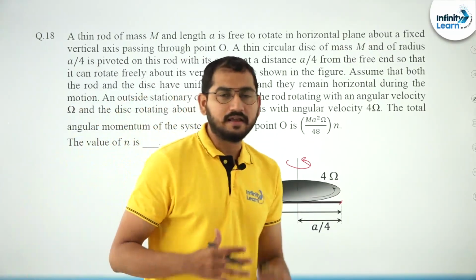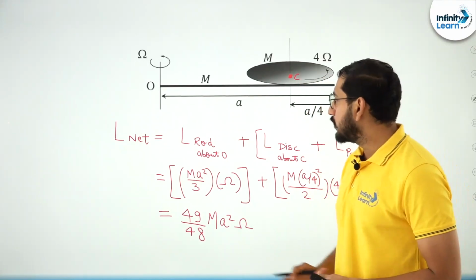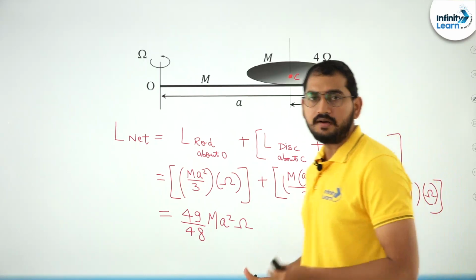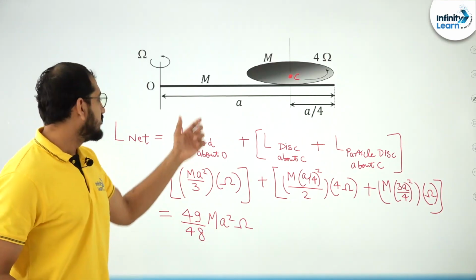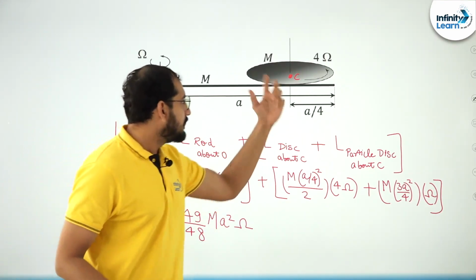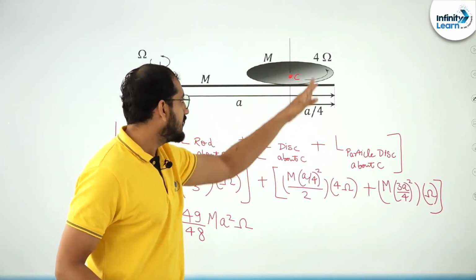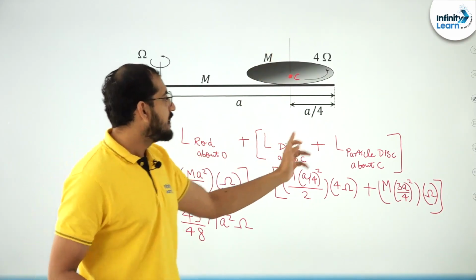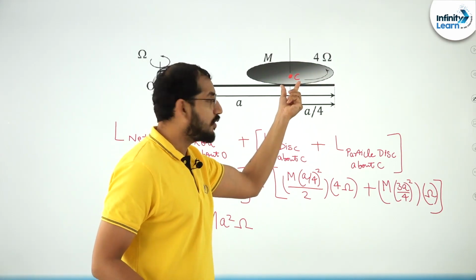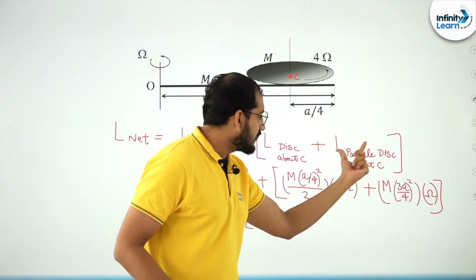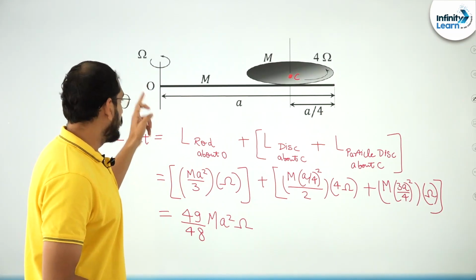Okay, so how am I going to express all those terminologies? All right, let's see. First of all, the total angular momentum can be broken down into two parts. One is the contribution due to the rod, another one is the contribution due to the disk. Because of the disk, there are two terms. The first term will be the angular momentum of the disk about this particular axis, and then we will imagine this entire disk to be a particle situated at point C, and then we'll write the angular momentum of that particle about the same point, this O over here.